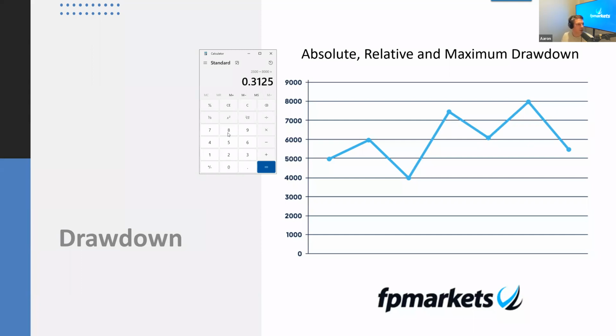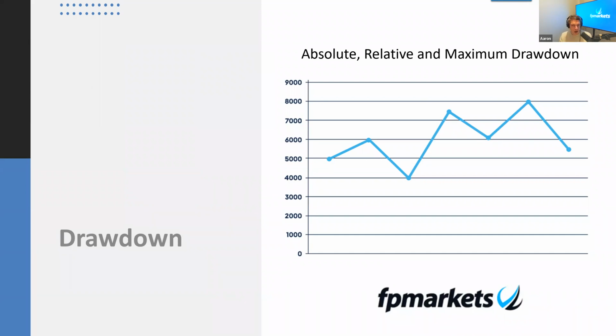And that would give you 31 points. So 31%. As you can see, that's not your maximum relative drawdown. All right, so I hope that really explains what to look for on your MT4 statements or MT5 statements.